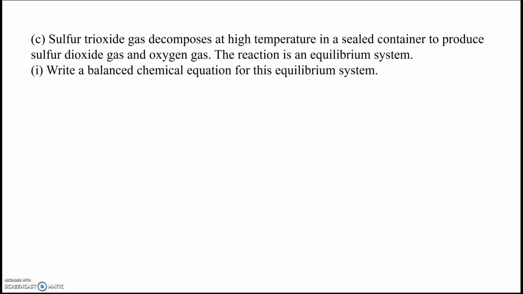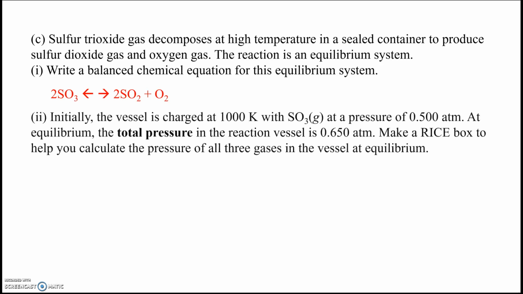So we're going to take a look at an example here. Sulfur trioxide gas decomposes at high temperature in a sealed container to produce sulfur dioxide gas and oxygen gas. And the reaction is at equilibrium, or it's an equilibrium system. So first part, we need to write a balanced chemical equation for this equilibrium system. So I've got sulfur trioxide, which decomposes to sulfur dioxide plus oxygen. And when I balance it, I get this. So this is my reaction.